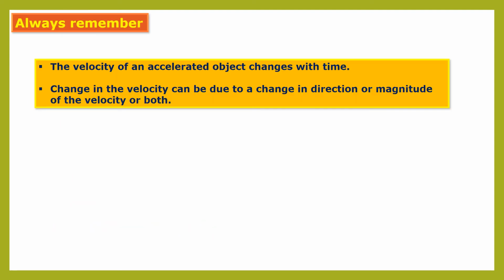Now there are some points to remember. The velocity of an accelerated object changes with time. The change in velocity can be due to a change in the direction or magnitude of the velocity, or both. So there is a change in velocity of the object due to its direction or its magnitude, or sometimes due to both, magnitude as well as direction.